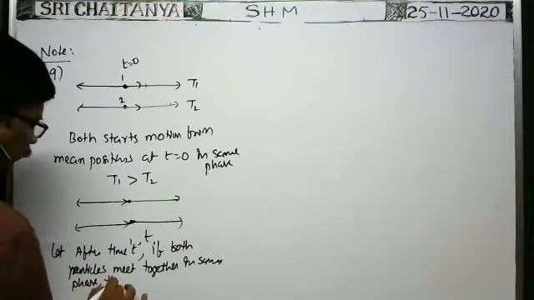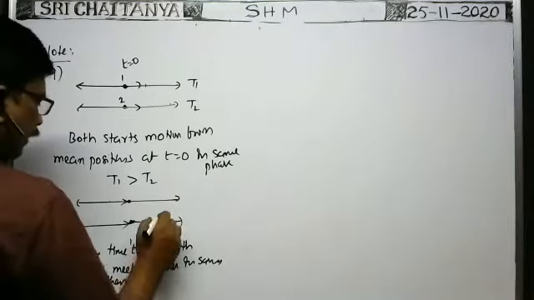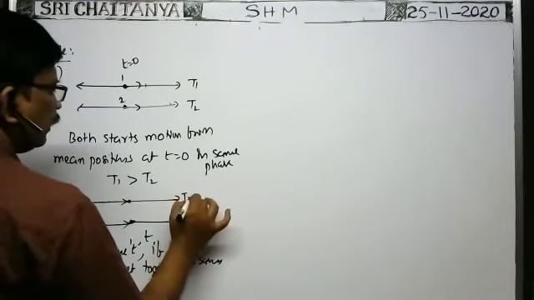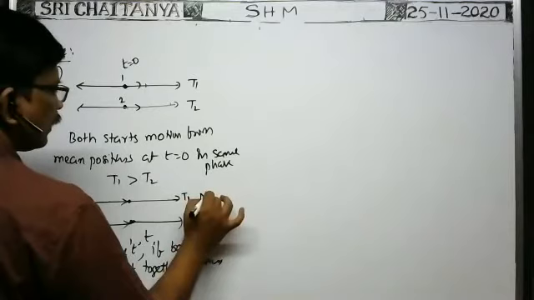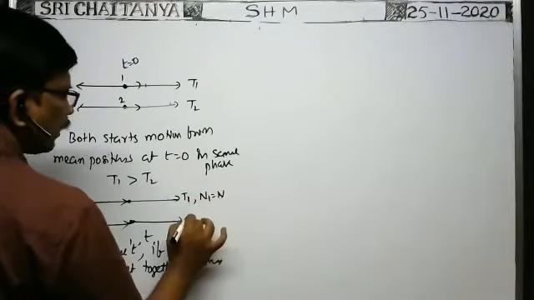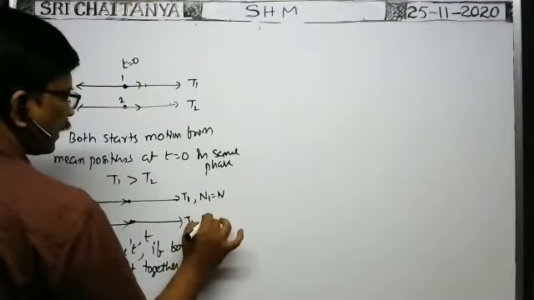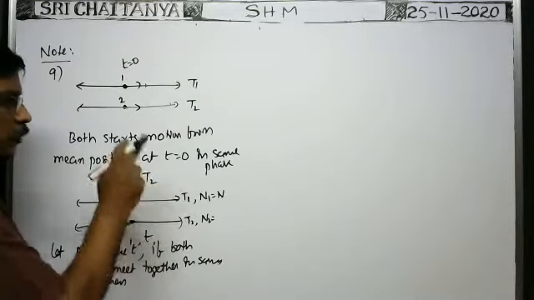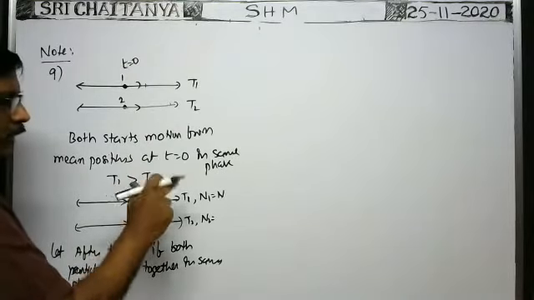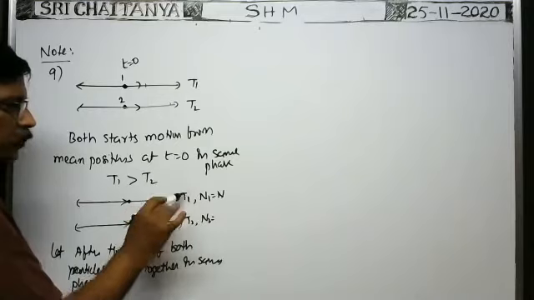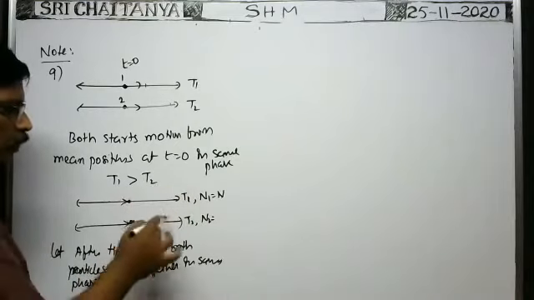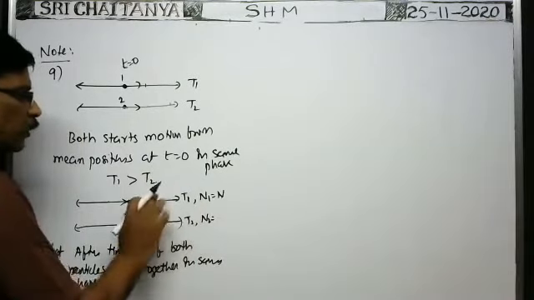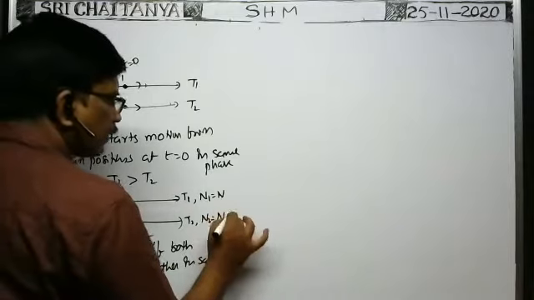Then the number of oscillations made by the first particle, whose time period is t1, is say n1 equal to n. The number of oscillations made by the second particle is n2. The difference between the number of oscillations made by the two particles is only 1. That means, is the number of oscillations more for this particle or for that one? As it oscillates very quickly, definitely this one makes one oscillation more before they meet together. That's why here the number of oscillations is n plus 1.